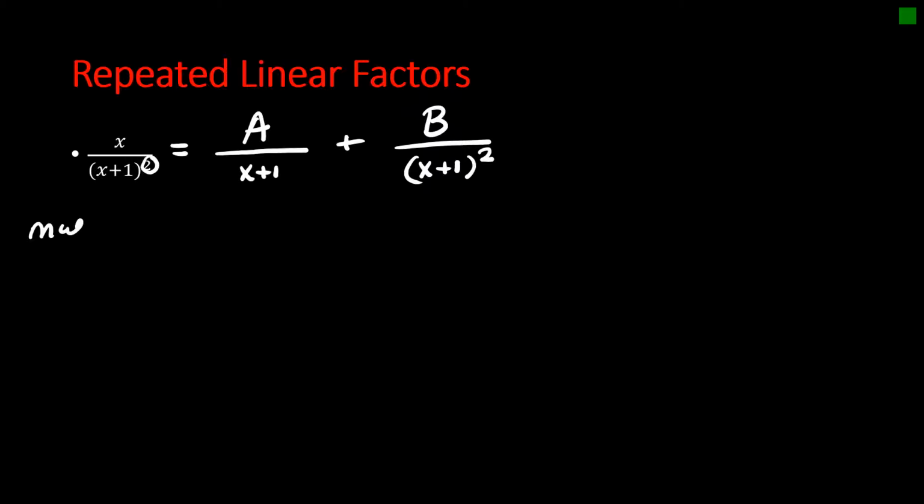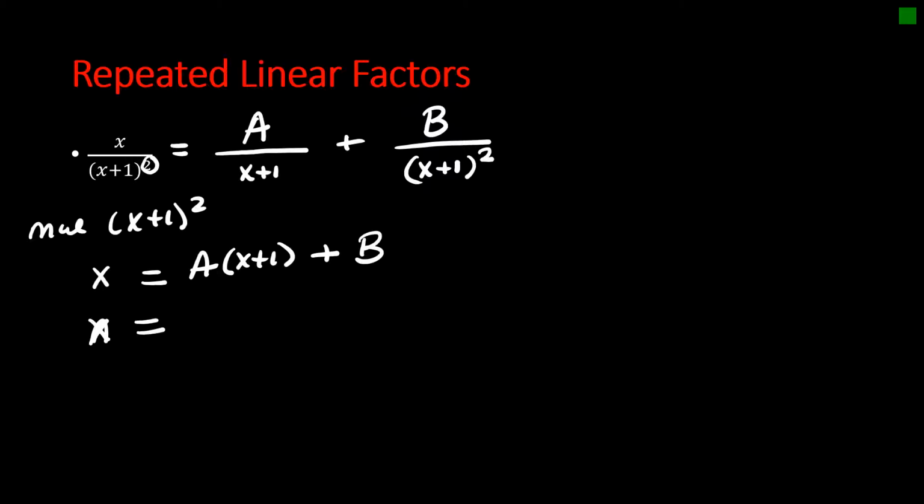So let's multiply every term by our x plus 1 squared. When we do that, we're left with x equals A times x plus 1, since x plus 1 squared divided by x plus 1 leaves just x plus 1. And with B, the x plus 1 squared cancels, so you're just left with B. So we have x equals Ax plus A plus B. So A plus B is our constant. And we have Ax, so let's equate coefficients.